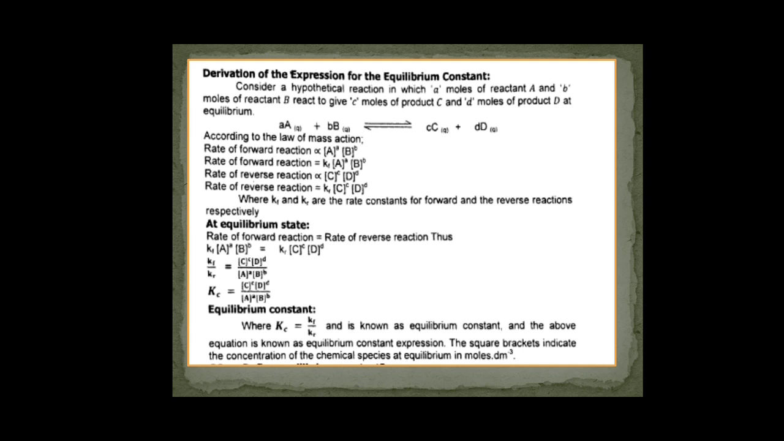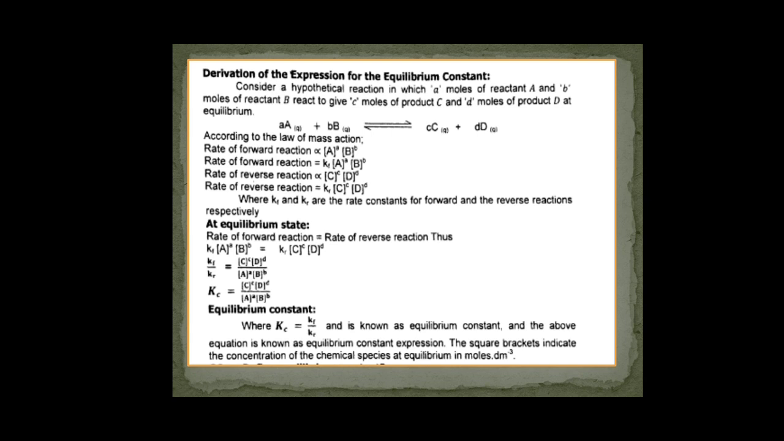According to the law of mass action, the rate of forward reaction is directly proportional to [A] power a multiplied by [B] power b. Means the rate of the reaction is directly proportional to the active masses of the reactants. Rate of the forward reaction is equal to Kf [A] power a multiplied by [B] power b, where Kf is the constant for the forward reaction.